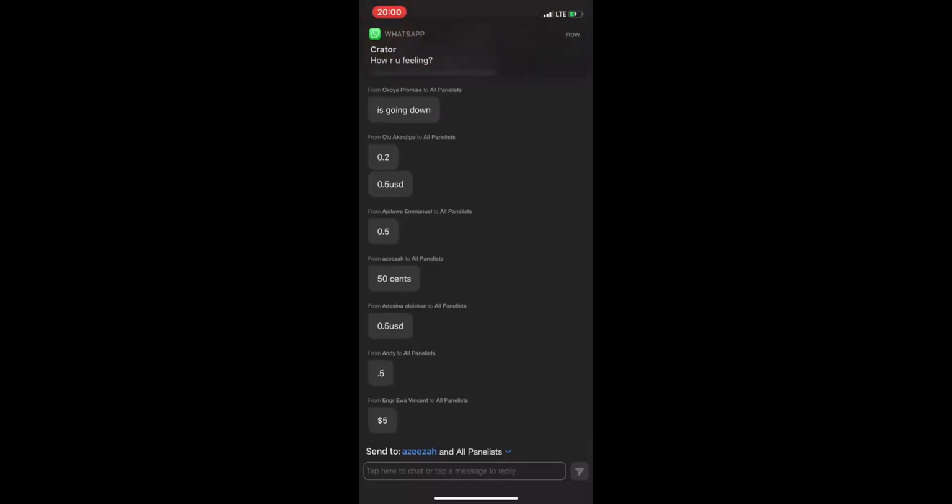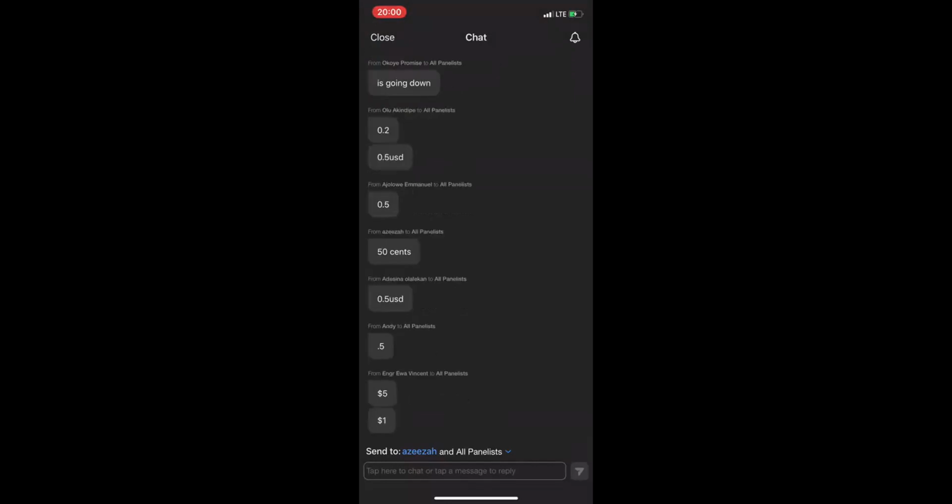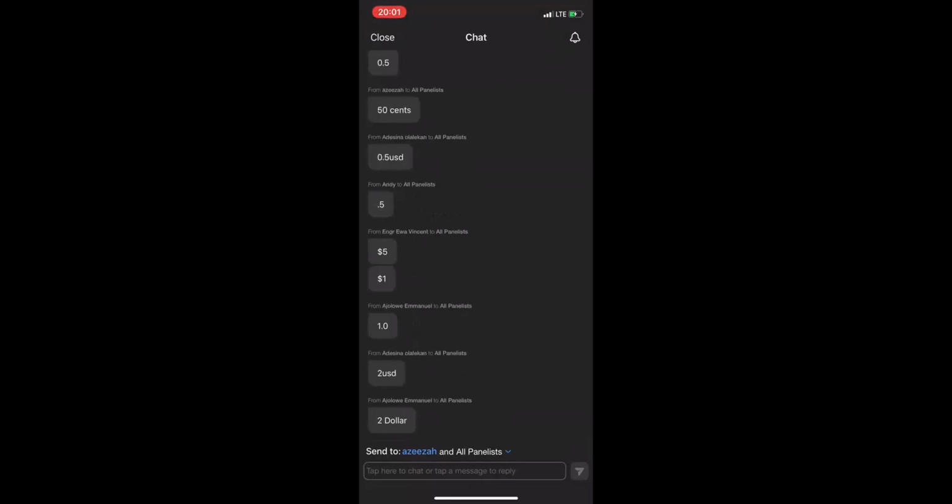Now, per pip of 0.1, I'm making $1. Per pip of 0.2, how much am I making, guys? 2 USD. Amazing. Down to 0.9, I'm making $9. Now we have the standard lot, which is 1 till infinity.